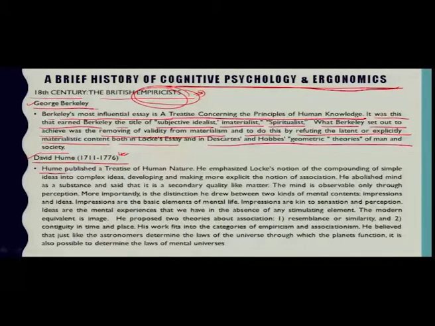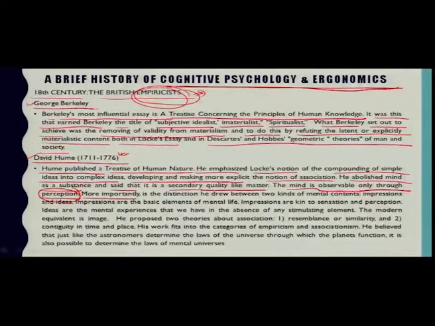So what is the contribution of Hume? He published A Treatise of Human Nature. He emphasized Locke's notion of the compounding of simple ideas into complex ideas, developing and making more explicit the notion of association. He abolished mind as a substance and said that it is a secondary quality like matter. The mind is observable only through perception. We will discuss this particular word perception in later slides.